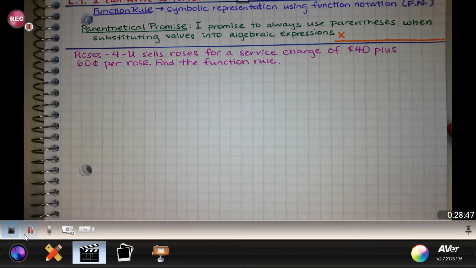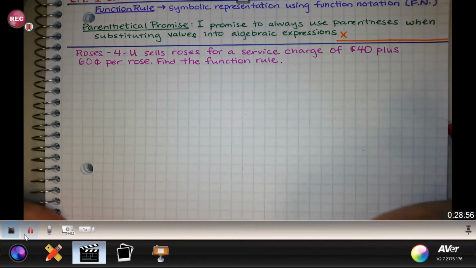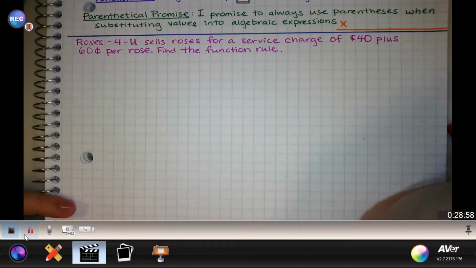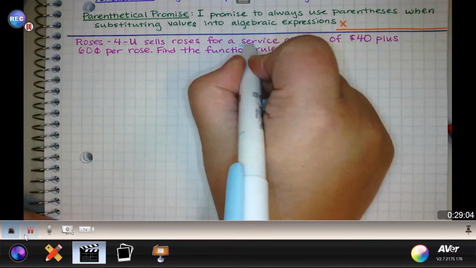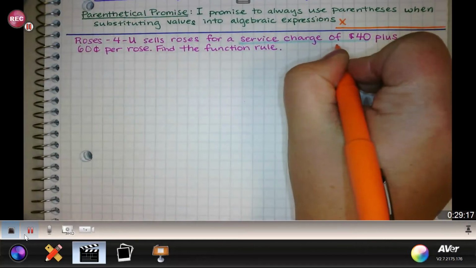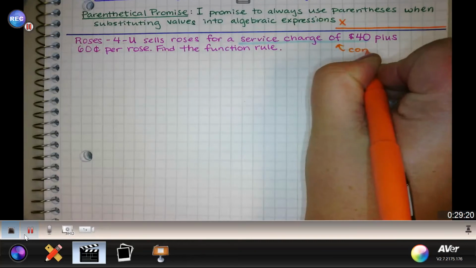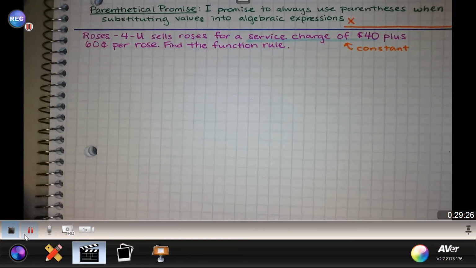So first things first, I want to look at what is happening. So it says a service charge. So a service charge would be like normally if you buy roses, like get them shipped to someone, there's going to be a service charge, and $40 is actually not unreasonable. So this service charge of $40, this is the same all the time. It doesn't matter if you buy one rose. It doesn't matter if you buy 100 roses. That $40 is just the fee. It doesn't give us any conditions, which means that this is constant. Okay, so that $40 is constant. It's not going to change.